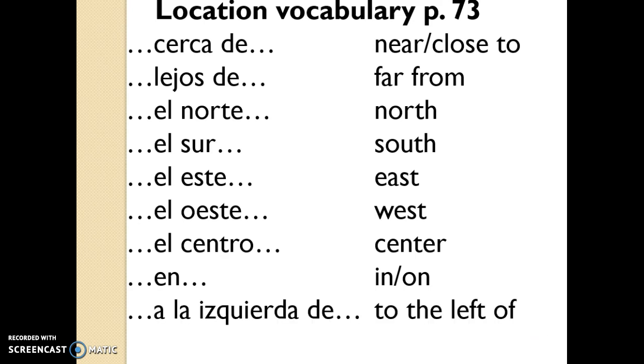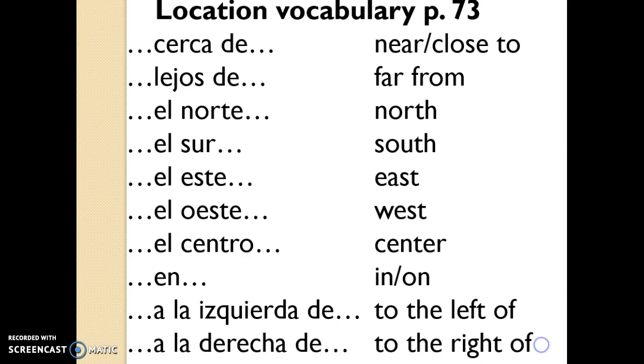The hardest ones, but really the more literal ones, is to the left of. A la izquierda de literally means to the left of. And you've already learned the words to and the and of. So the only new word in that phrase is izquierda. And to the right of: a la derecha de.